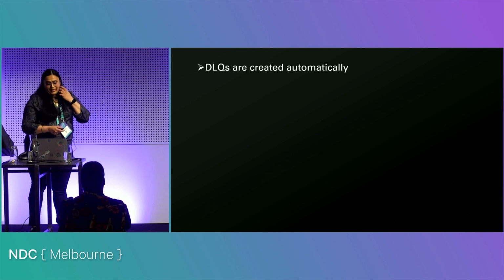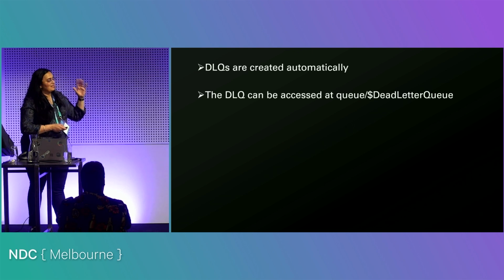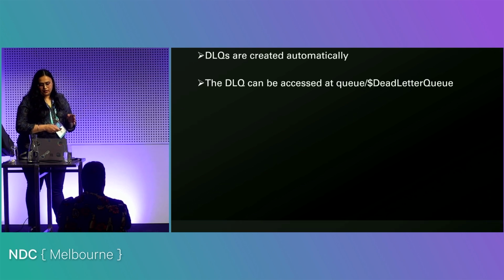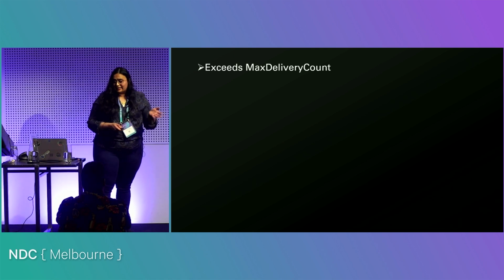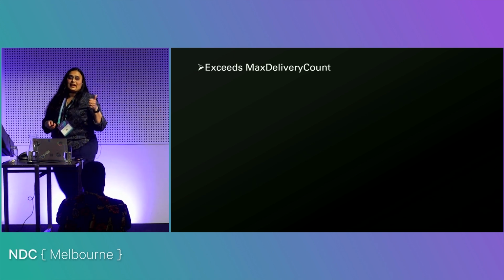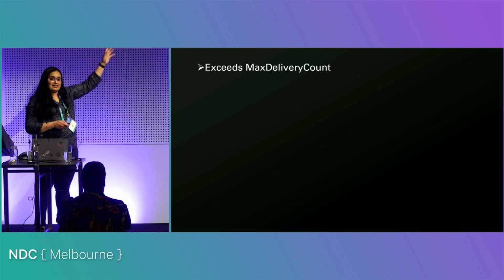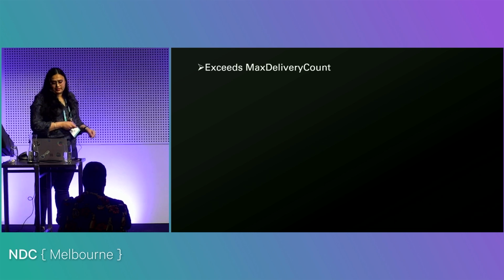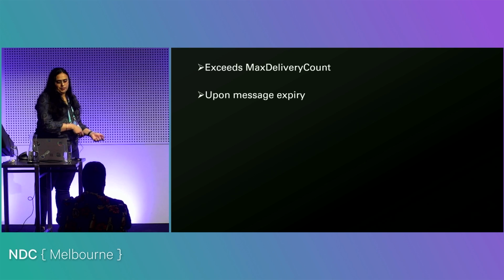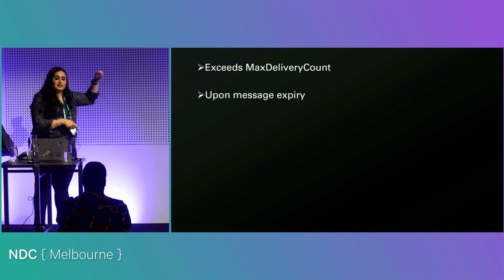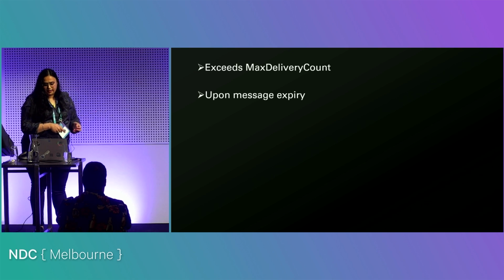And the DL queue can be accessed at the queue URL /$deadletterqueue. But there are many, many different ways in which a message can get into the dead letter queue. So exceeding the max delivery count, which is like exceeding the receive count in SQS. You can configure the expired messages to go into Azure Service Bus dead letter queues, which means that you have further lesser message loss here.